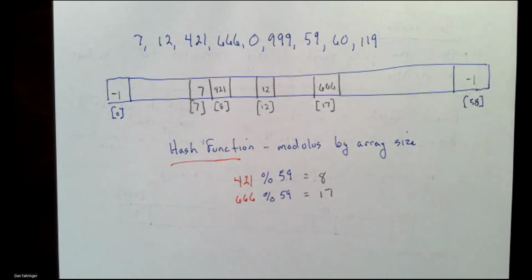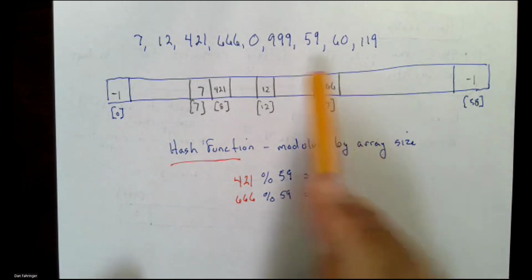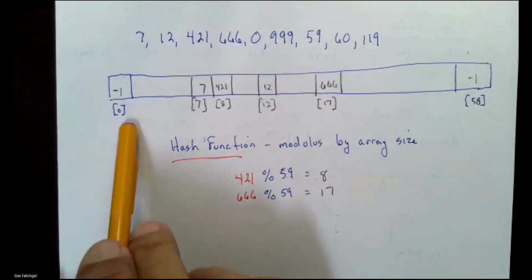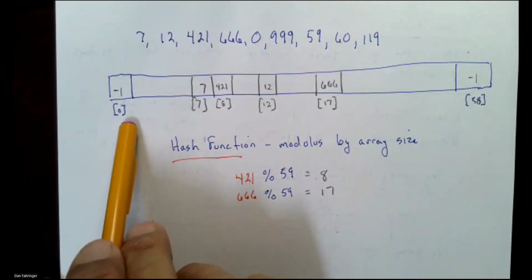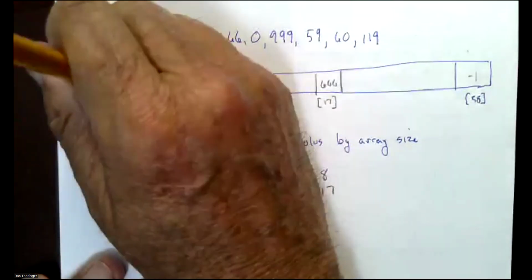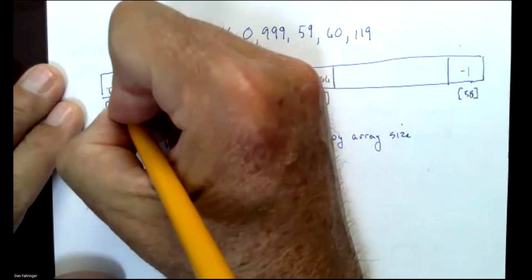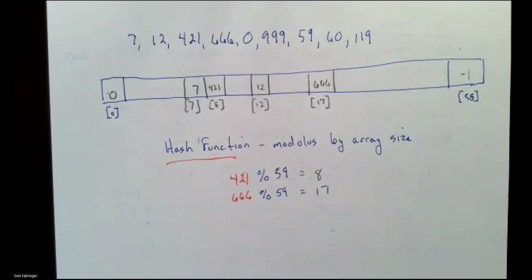My next number, 0. I come over and say, okay, good. 0 is empty. Change that -1 to 0. Yeah, we needed to put something in there, so that's pretty good. We're going to put that in there.